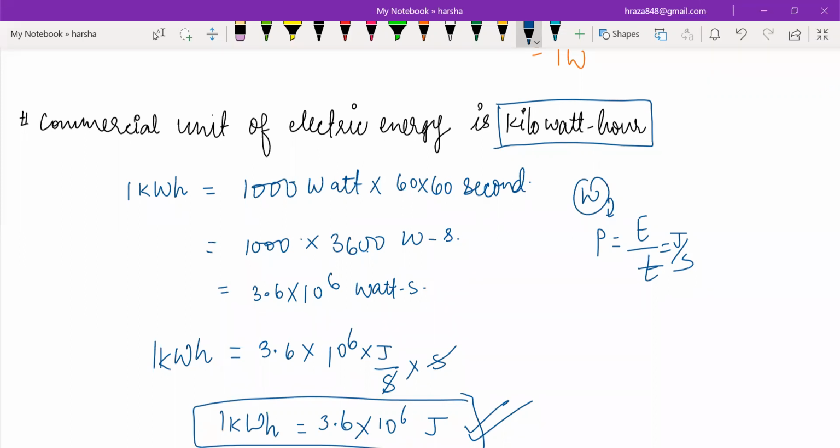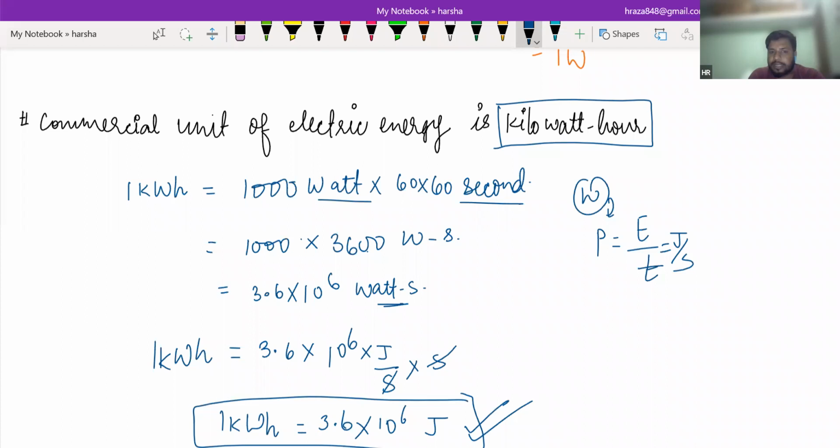So done. Done, everyone? Sir, in the second line, it is watt per second. No. It is watt second, not per second. Okay, this is watt second.